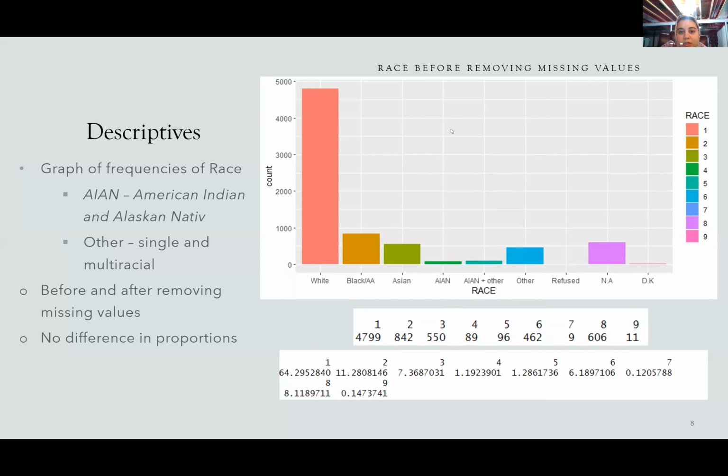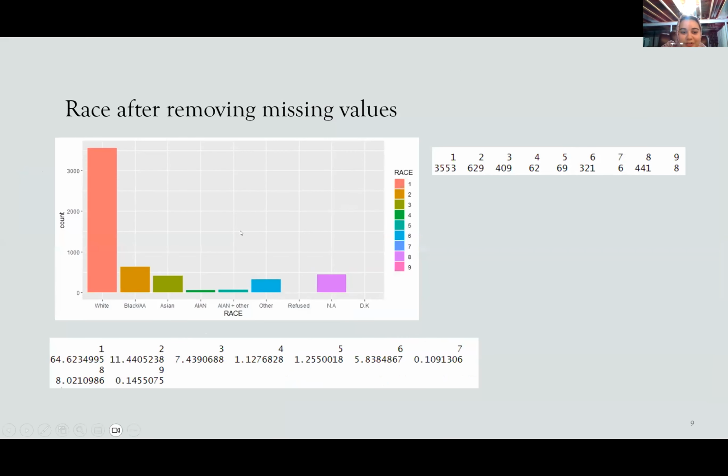This bar graph was taken before removing the missing values. The bottom here shows the proportions, which, compared to after the missing values are removed, seem relatively equal. Obviously, there's a decrease in every single option, but proportionally it doesn't change that much. So we can move on to the rest of the analysis.